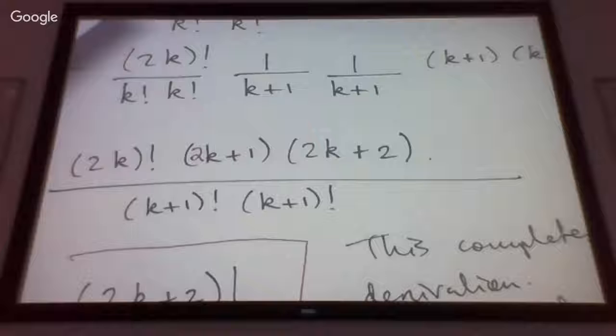So I want to try it again. Well, I'm trying to work it out. This is my working function.